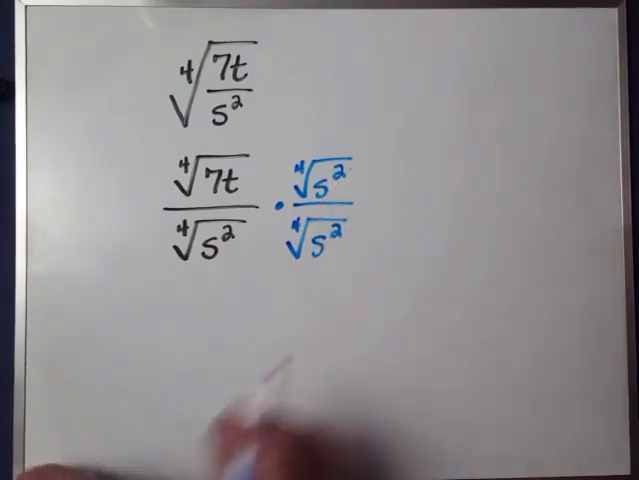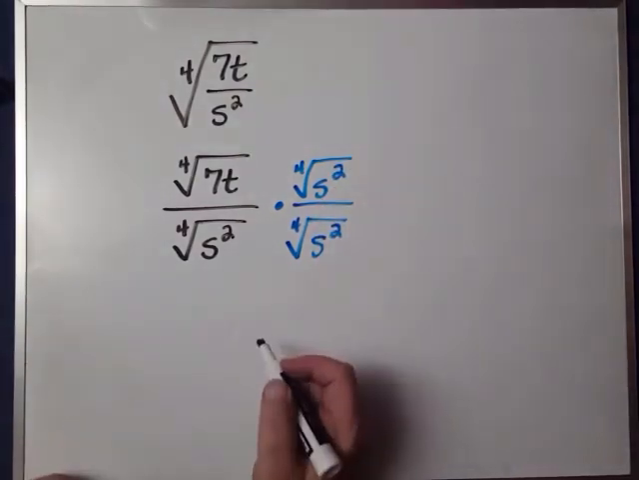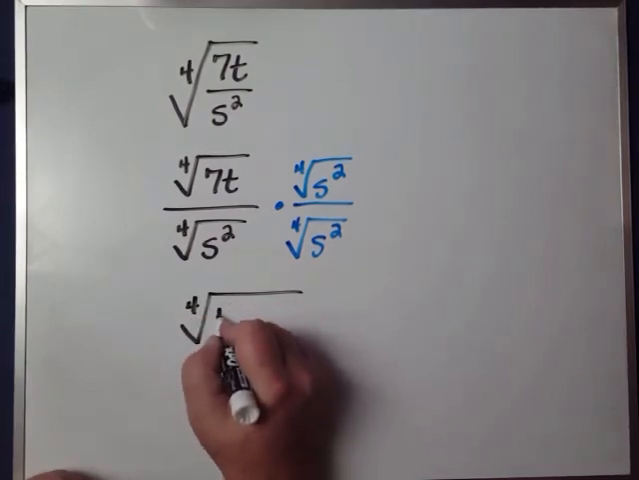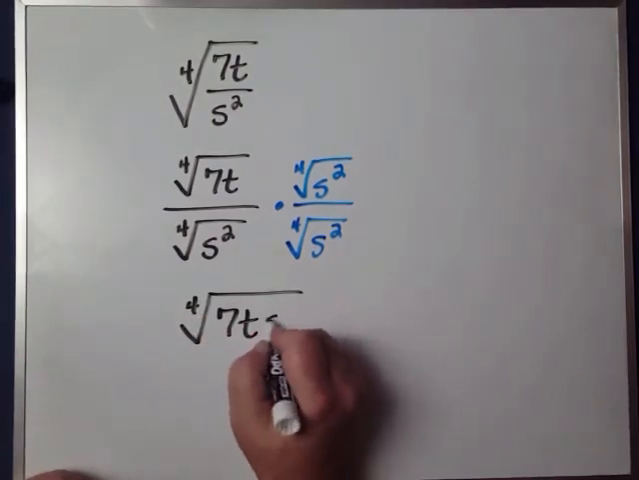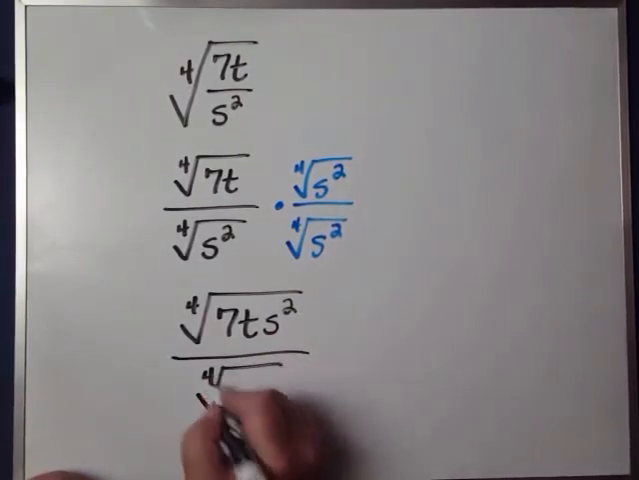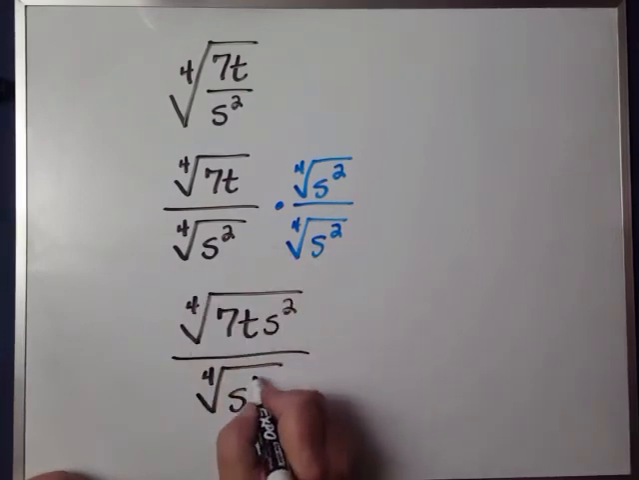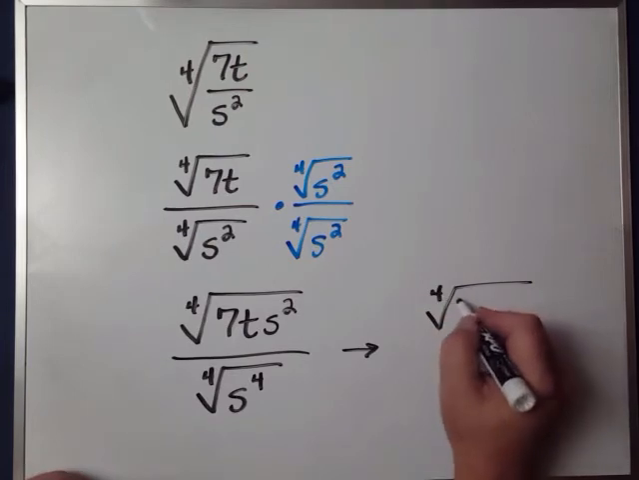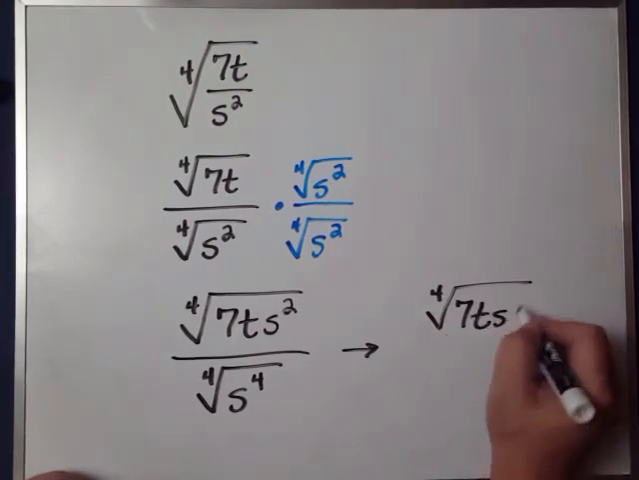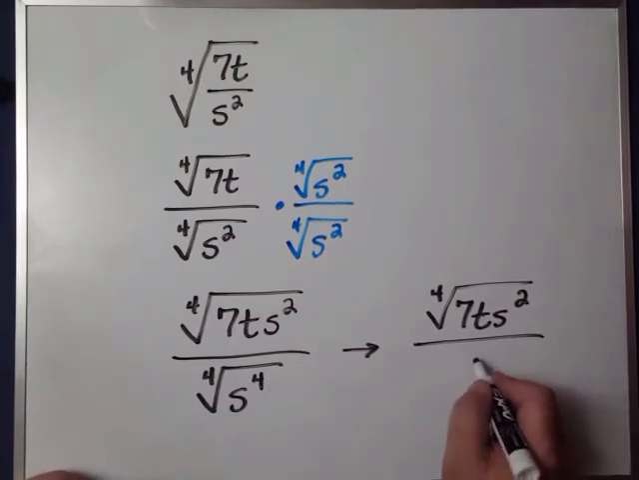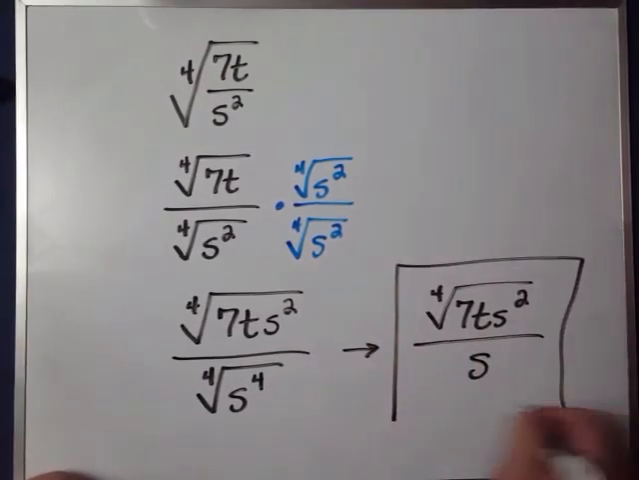Multiply top and bottom by the fourth root of s squared. In the top, that'll give me fourth root of 7t s squared, or 7s squared t if you prefer. In the bottom, that's the fourth root of s squared times s squared, which is s to the fourth. And the fourth root of s to the fourth is simply s.